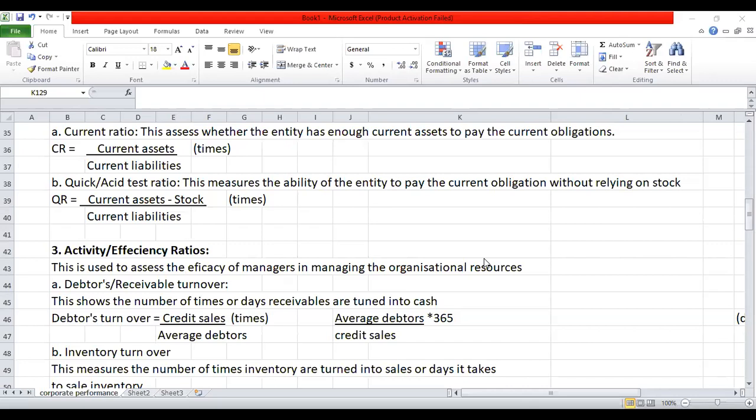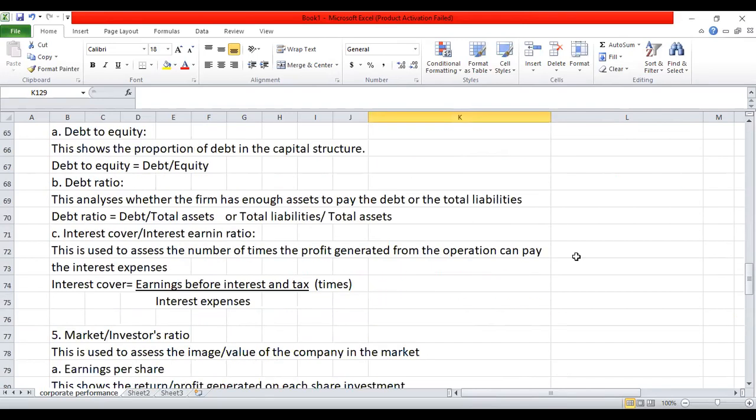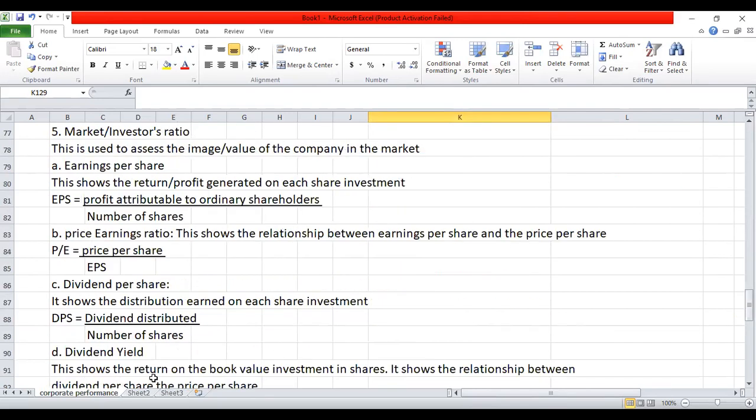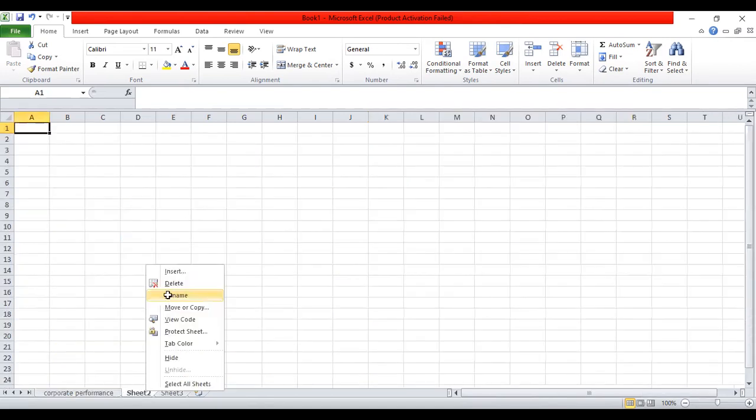What else do we use to assess? You can use comparative analysis, but those ones are not examined. Comparative analysis, common size analysis, those ones are not part of here. So that is the first part we have talked about.